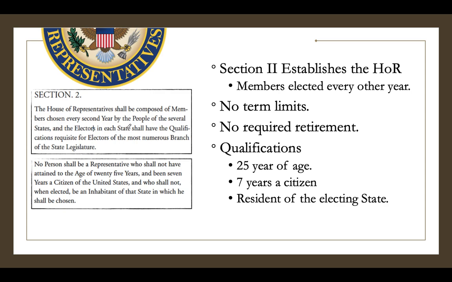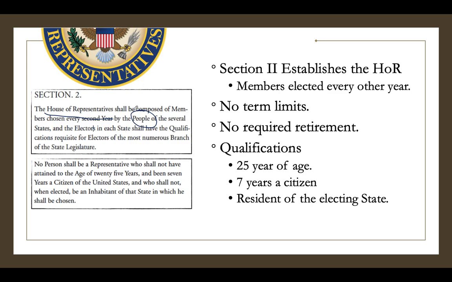Section 2 says the House of Representatives shall be composed of members chosen every 2 years by the people of the several states. So this is the only branch of government that the people are going to directly select. All other branches of government put a medium between the people and the branch of government. Remember, the Senate was originally selected by the state legislature. The presidency is elected by the Electoral College, and the Supreme Court is appointed by the presidency.